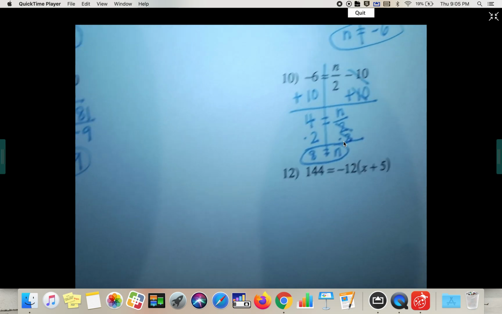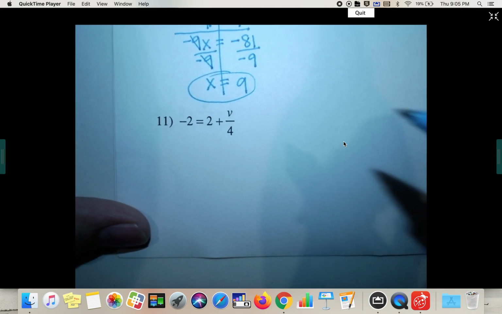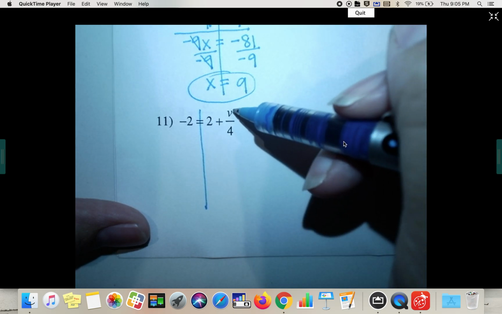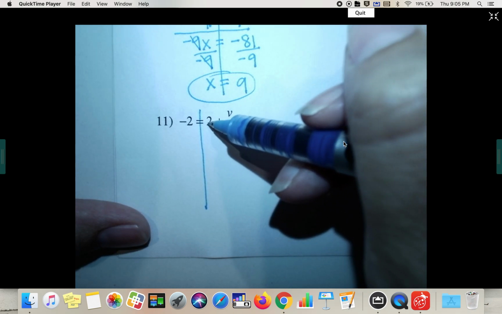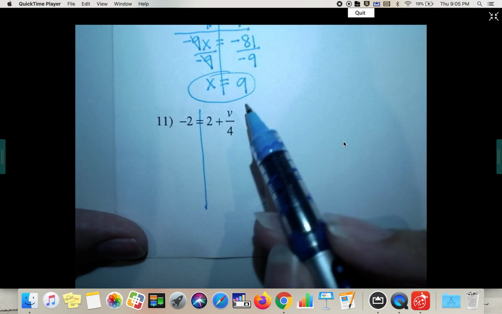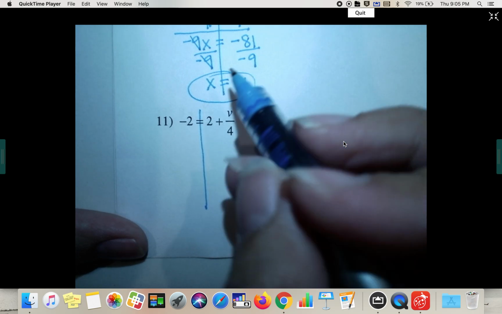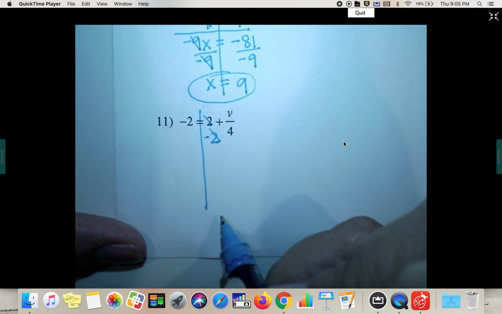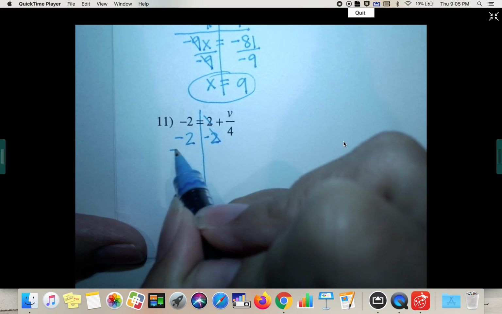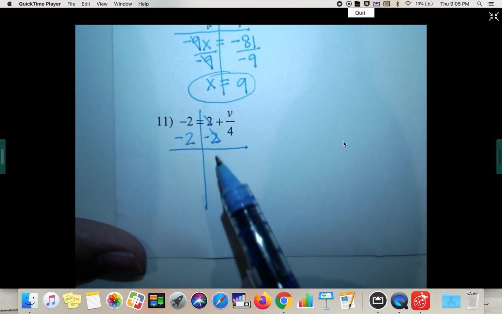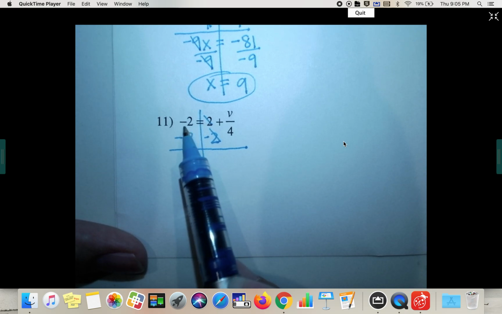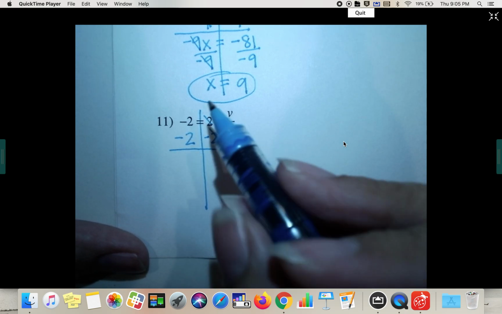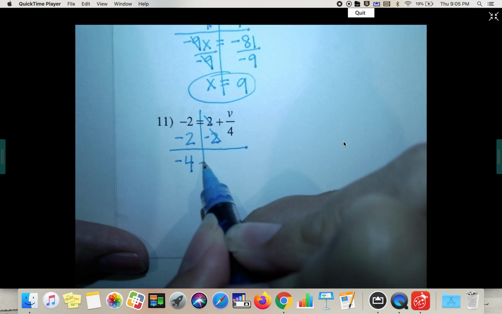All right, number 11. Leave the v over 4, v divided by 4 grouped, and get rid of a positive 2. So how to get rid of this positive 2 is you subtract it. That's the only way to get it to go to 0 or cancel. So you're going to have to minus 2 over here also. Remember, negative lunch accounts. If you're negative 2 and you subtract 2 more, you are now negative 4.